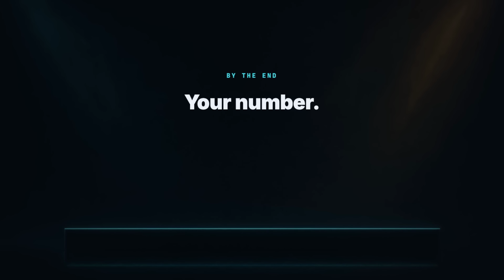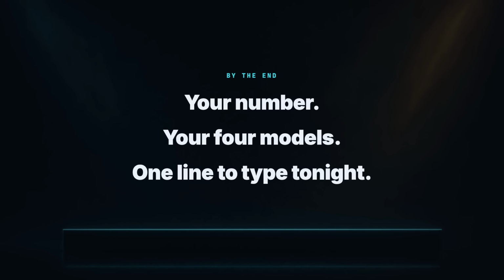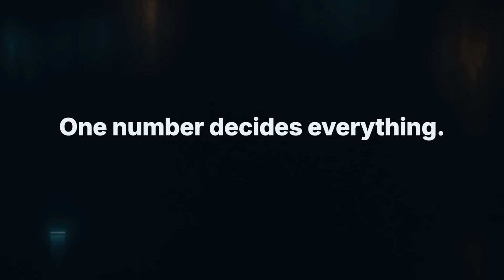By the end of this, you'll know three things: the exact amount of memory in your machine, the 4 models built for that amount, and the one line you type tonight to get the first one running. 20 models, 5 machines, find yours. Start with the only number that matters. Not your processor, not your graphics card, your memory.